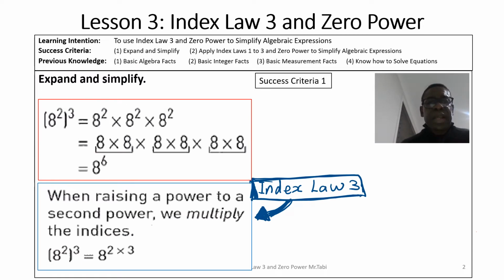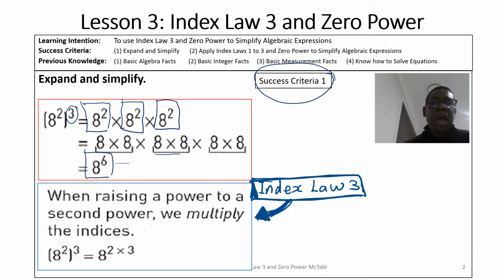Let's have a look again at this. Expand and simplify using success criteria 1. 8 squared to the power of 3 means 8 squared times 8 squared times 8 squared, 3 times, because of that 3 here. 8 squared multiplies itself 3 times. But 8 squared is 8 times 8, and that 8 squared is 8 times 8, and the other 8 squared is 8 times 8. So that is simply 8 to the power of 6.